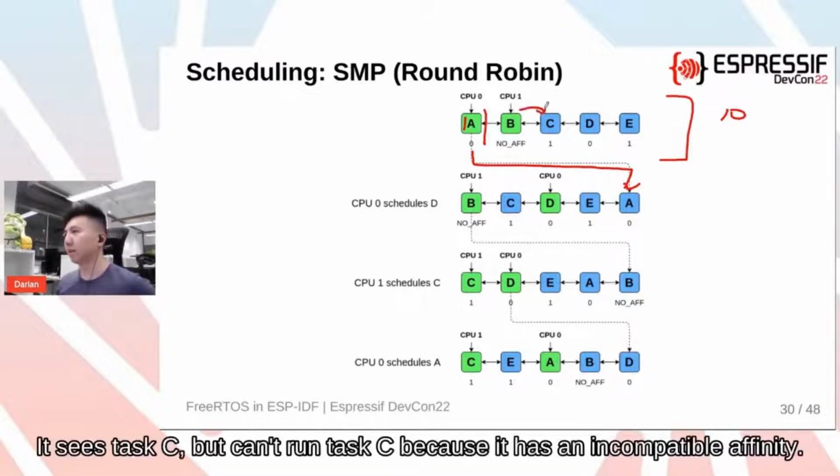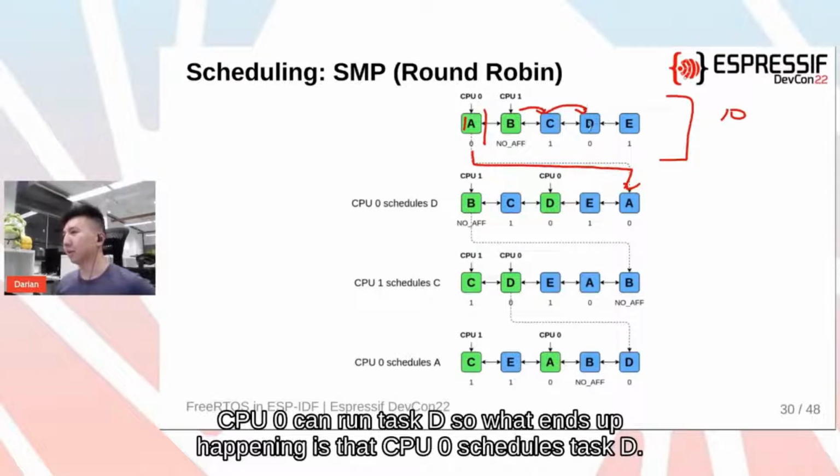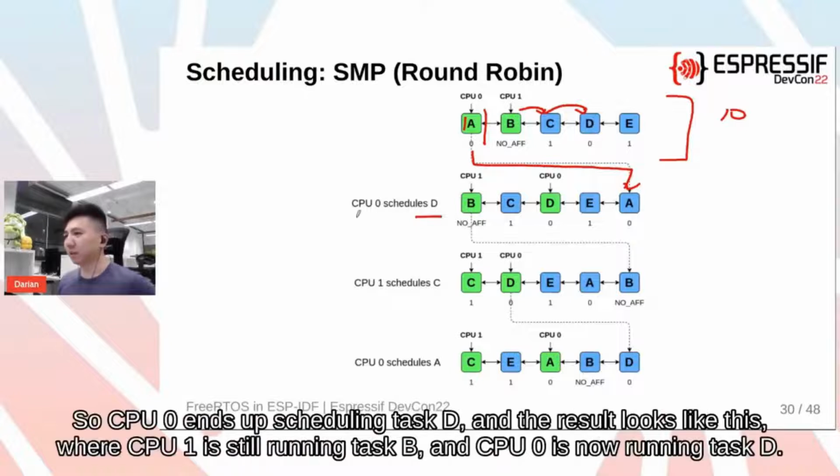It sees task C, can't run task C because it has an incompatible affinity. So it jumps to the next one and finally finds task D. CPU 0 can run task D, so what ends up happening is that CPU 0 schedules task D. The resultant list looks like this, where CPU 1 is still running task B, and CPU 0 is now running task D.